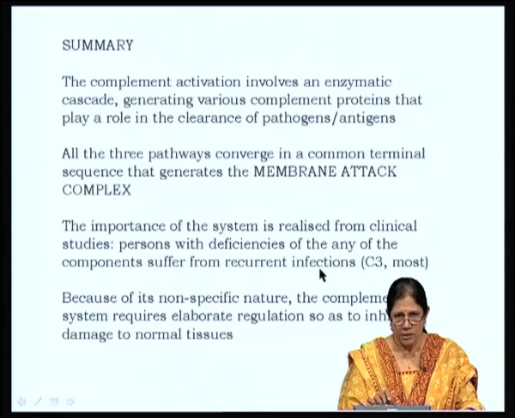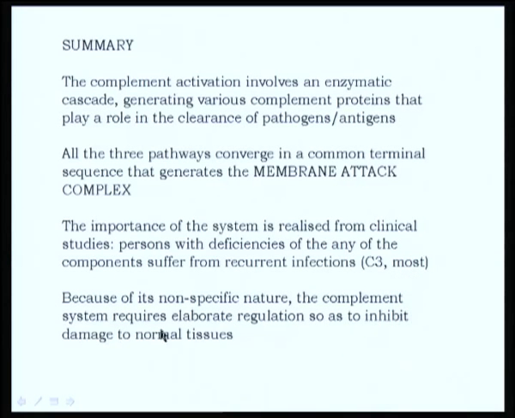Persons with deficiencies of any of the components suffer from recurrent infection, and it has been found that those with C3 deficiency are most prone. Because of its non-specific nature, the complement system requires elaborate regulation so as to inhibit damage to normal tissues, and all the inhibitors that I talked about in the last two slides are there to limit to an extent, but not to abrogate the complement cascade.